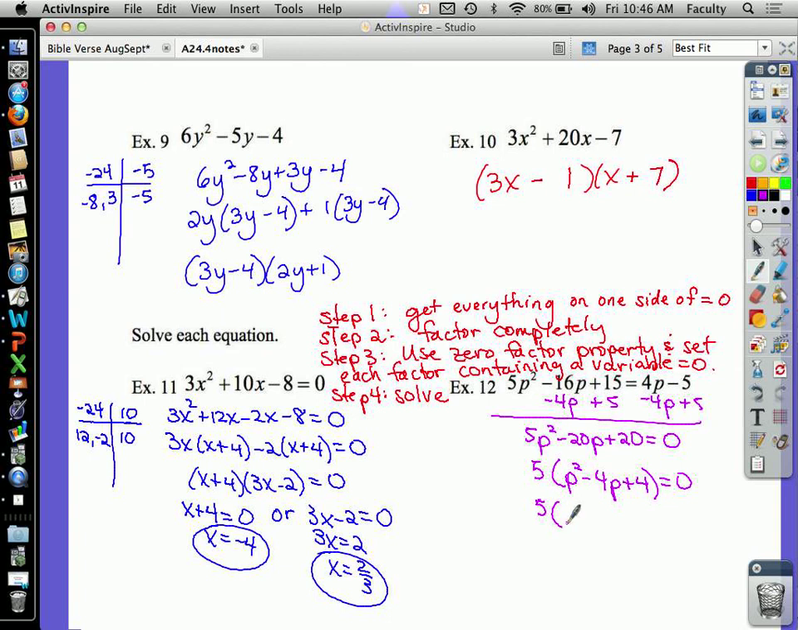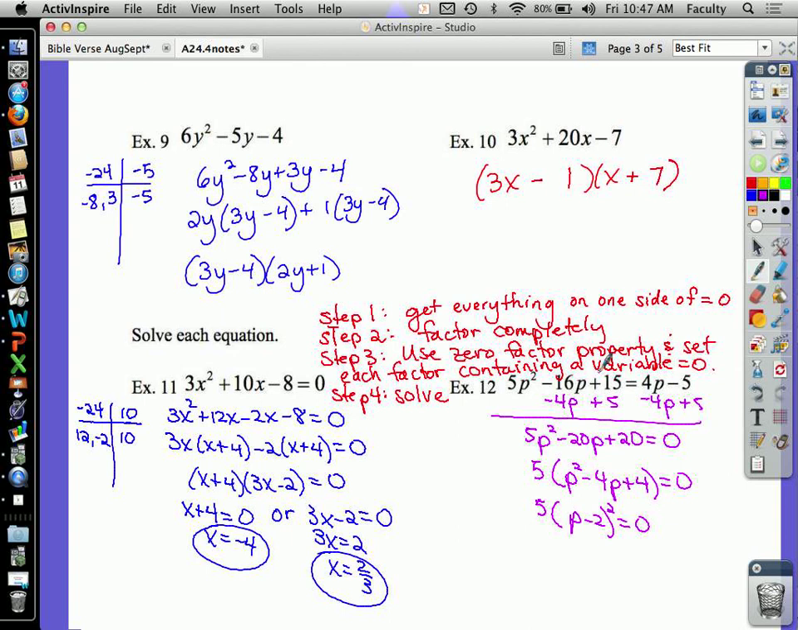Now, p squared minus 4p plus 4, notice that really is a 1 in front of the p squared now. It's a perfect square trinomial, isn't it? That's p minus 2, the quantity squared. Now I want to point something out in my steps, in my step 3. Look at step 3 with me. It says use zero factor property and set each factor containing a variable equal to 0.